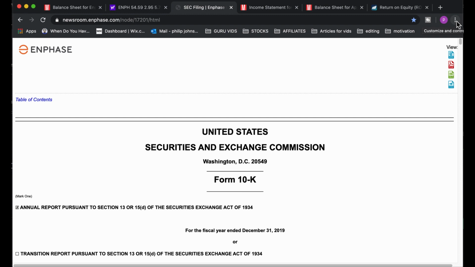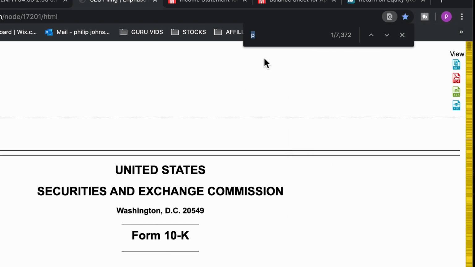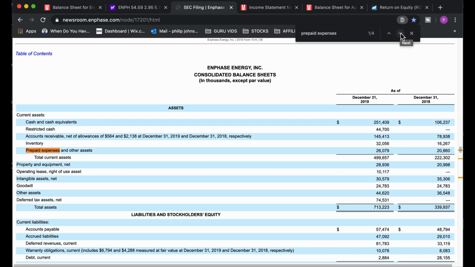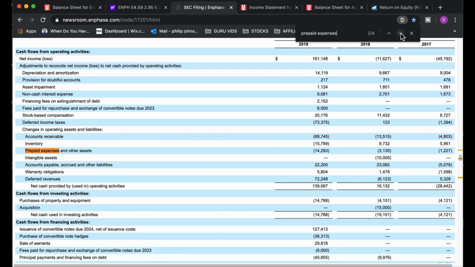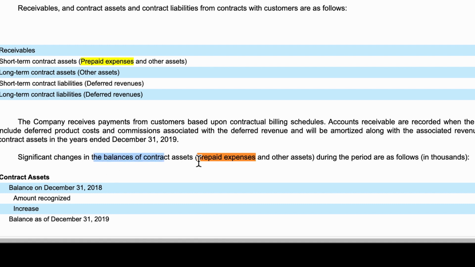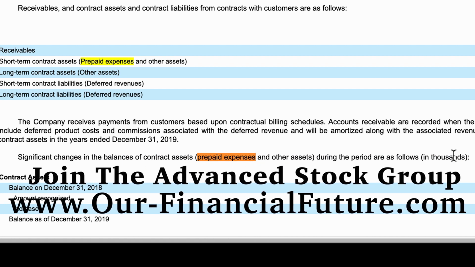And up here in the right hand corner, you can scroll down to find, and then you can actually type in prepaid expenses. You don't have to type the whole thing out. There you go, see? And then you can just click and it'll bring you down through the 10K. And right here it says significant changes in the balance of contract assets. And that's how you find out what it is for that company, and it'll be different for every 10K you go through and every company you go through.